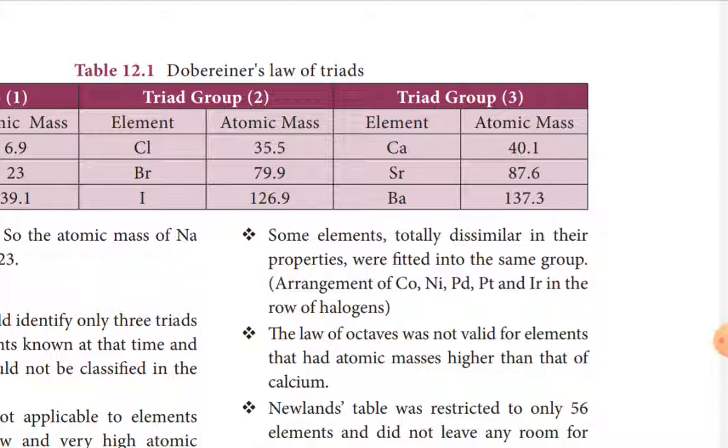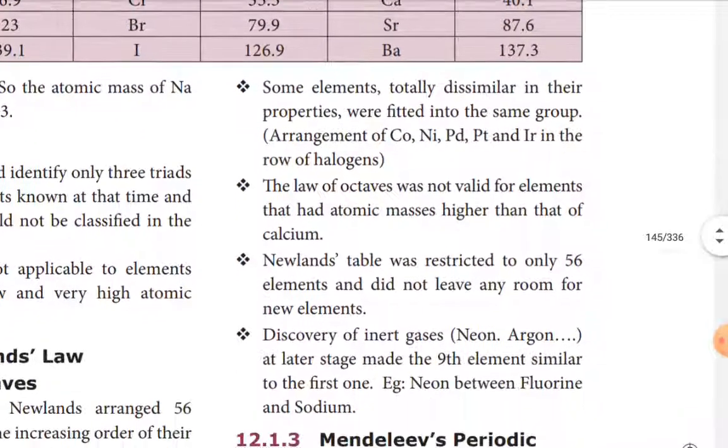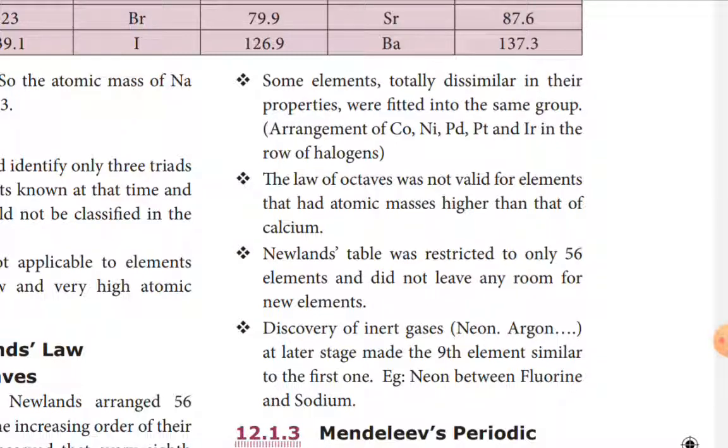So the law of octaves was not valid for elements with atomic mass higher than that of calcium. So elements with atomic mass more than calcium cannot be fitted according to the law of octaves. Then Newlands' law was restricted to only 56 elements. It did not leave any room for new elements. At that time only 56 elements were known, so he arranged only 56 elements. It does not fit the new elements which were discovered.